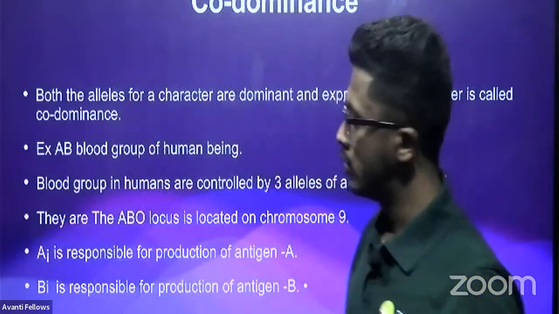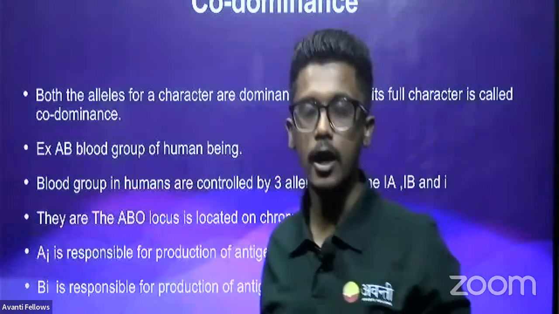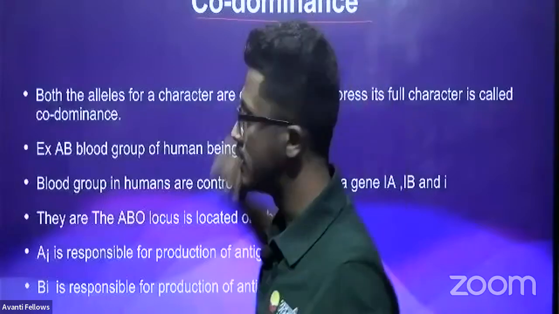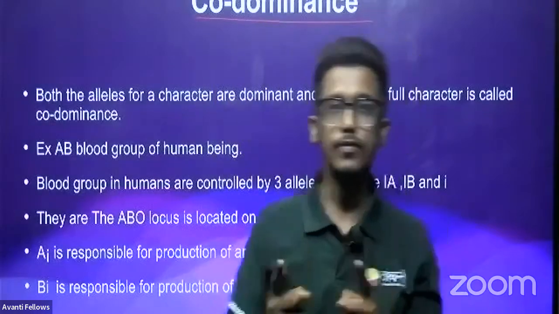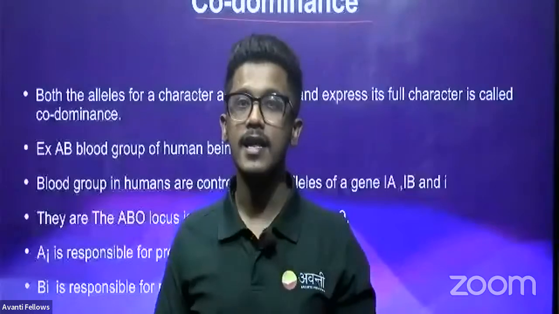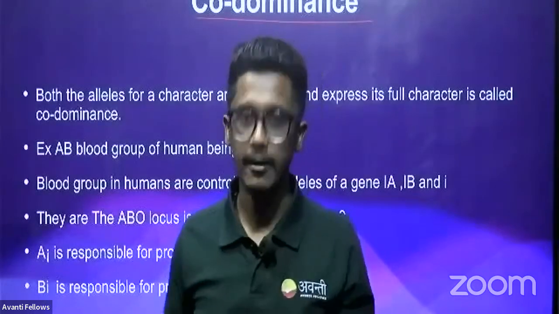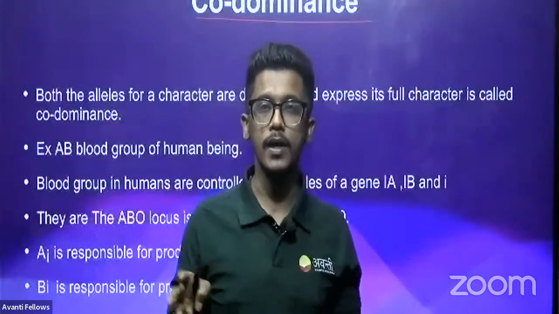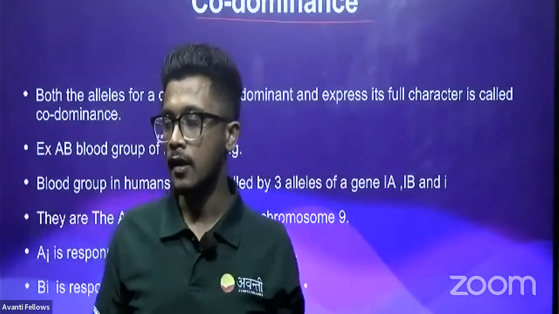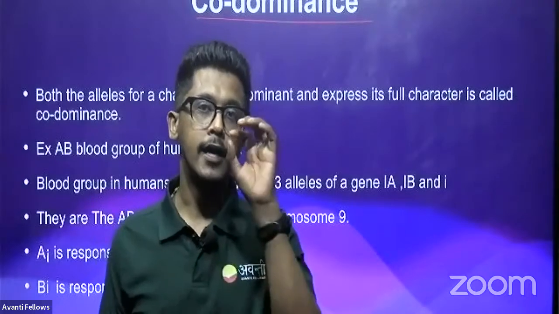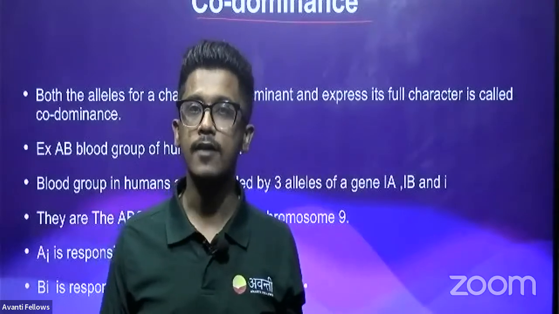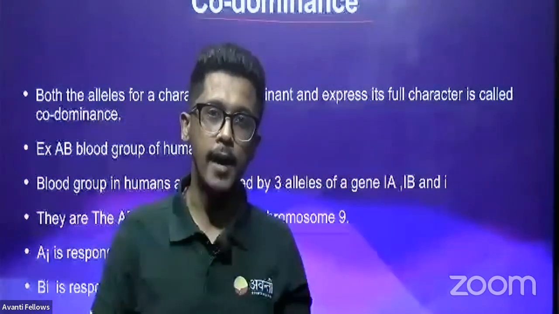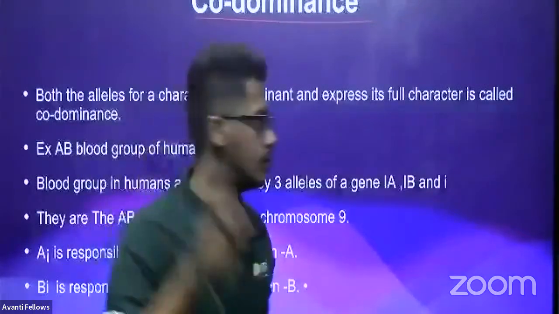Before we talk about the example and how it works, the definition of codominance is: whenever we have two alleles, both of them will equally dominate and create a combined phenotypic effect. In the last class, I told you very clearly the difference between codominance and incomplete dominance. In incomplete dominance, if A is one allele and B is another allele, both of them combine to give rise to a phenotype called C.